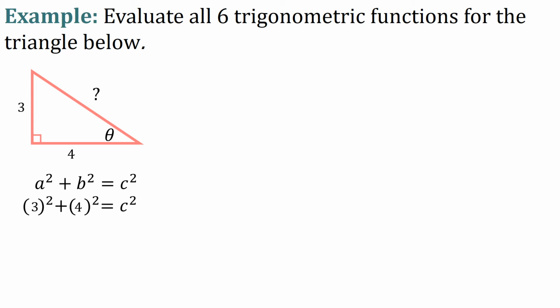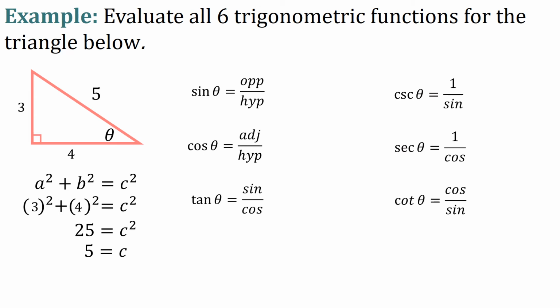3 squared is 9, 4 squared is 16. Adding those together, you get 25. Square rooting both sides, we now know that C is 5, so we can replace our question mark with a 5. Now it's time to start applying our trig functions. Sine is opposite over hypotenuse. Looking at our theta, the side directly across from the theta is 3 and our hypotenuse is 5. So sine is 3 over 5.